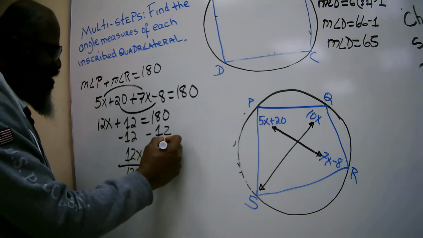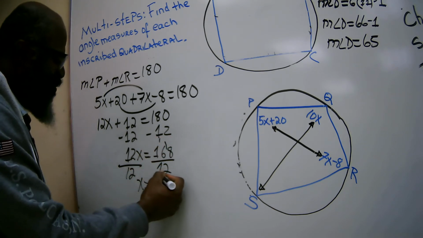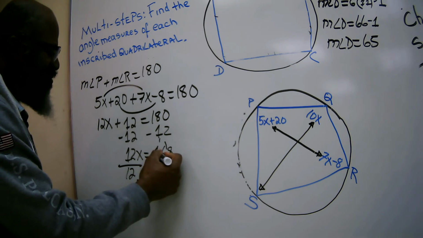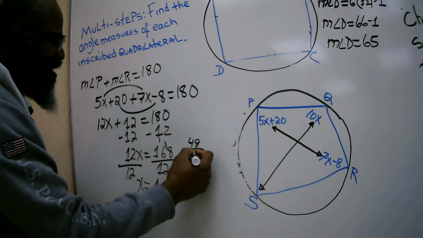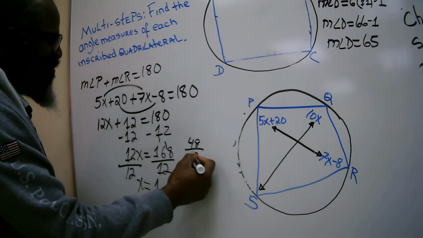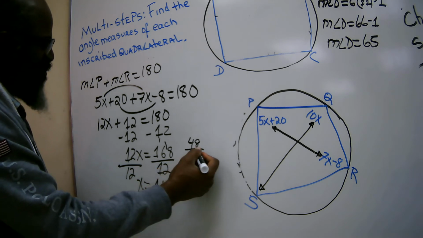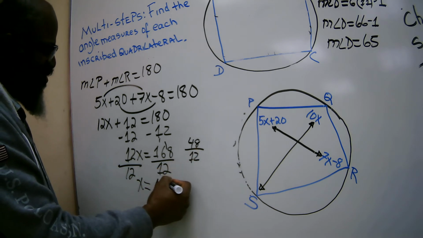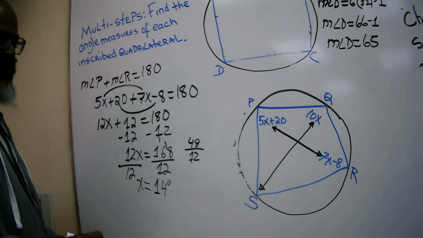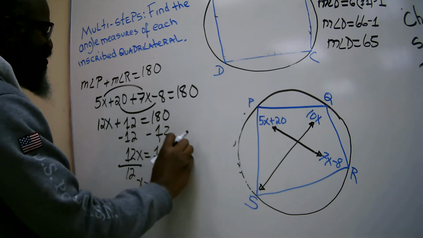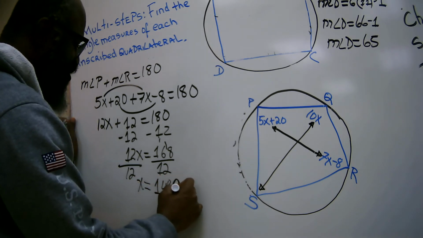So you ask yourself, how many times does 12 go into 16? That's only one time. 1 times 12 is 12. 12 taken away from 16 is 4. You bring down the 8. Then you have 48 divided by 12. How many times does 12 go into 48? That will be 4 times. 4 times 12 is 48. 48 take away 48 is 0. And in this case, x is 14 degrees. And remember, this is your partial answer. This is not your final answer.